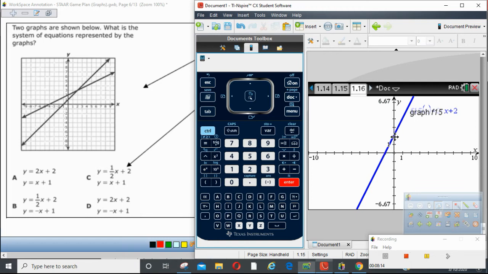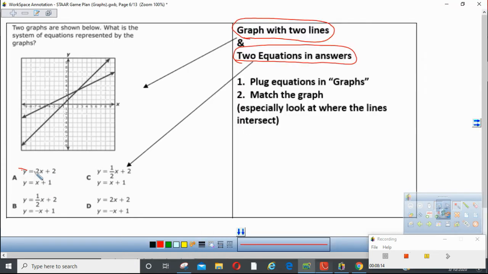Well, I see this goes through 2 on the y-axis, like it does right there. The problem is this is kind of a flat line right here. This seems like it's going up a lot quicker than this one. So right off the bat, I'm not thinking that this is going to match. Now, if you're not sure, then yeah, go ahead and type this in. But I don't think that this 2x plus 2 is going to work, which means it wouldn't work here.